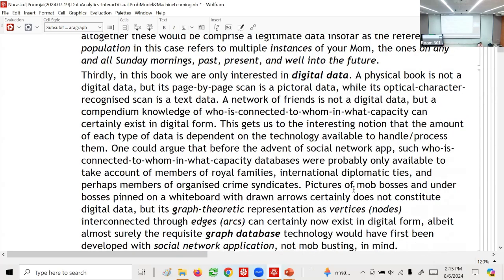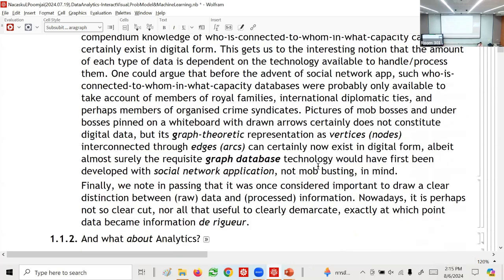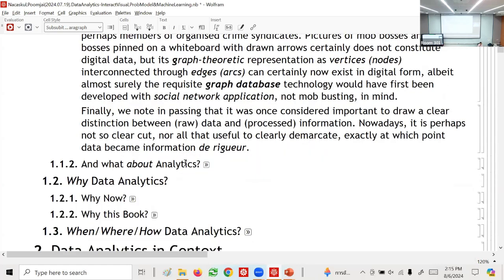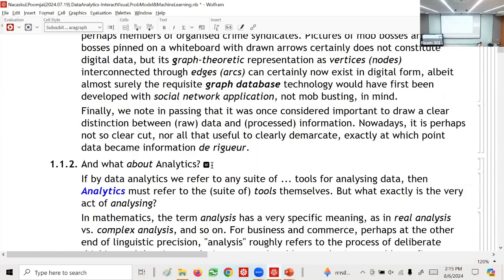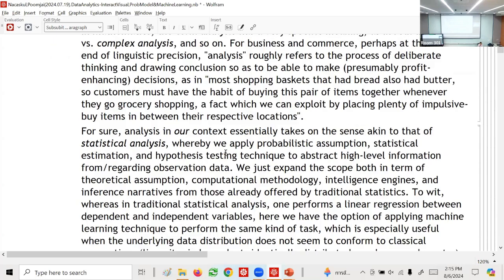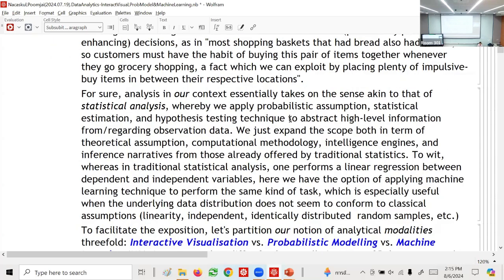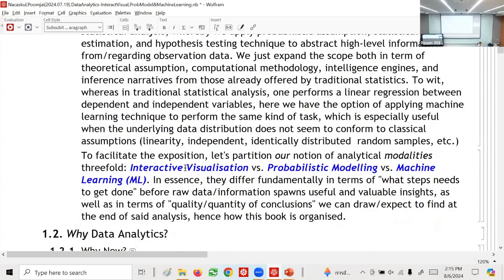Now we talk about digital data. What about analytics? We talked about this already. That is about analysis. Basically, I group them into 3 skill sets, so to speak, and that reflects in the chapter breakdown. Interactive visualization is one thing. Probabilistic modeling, so statistics falls under this.